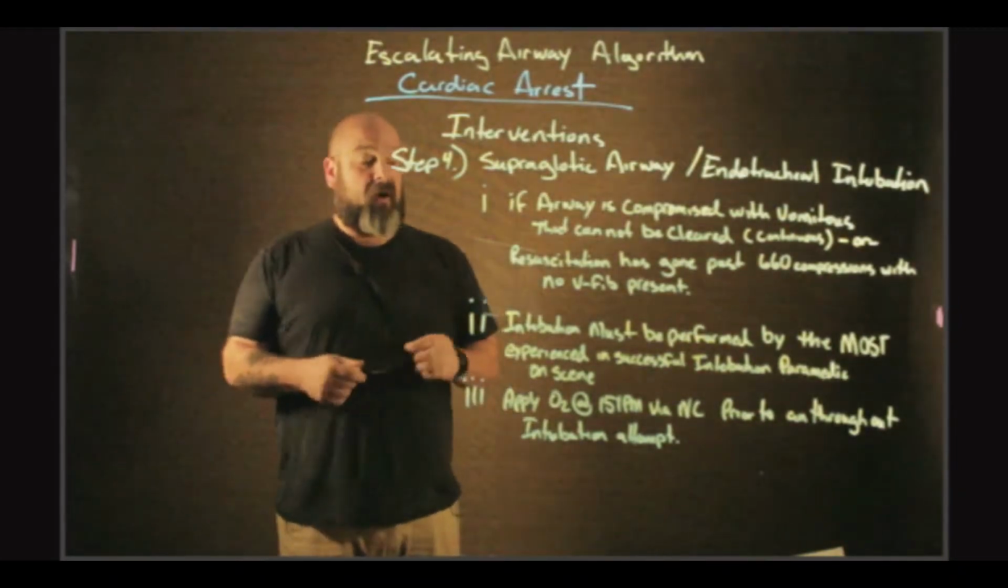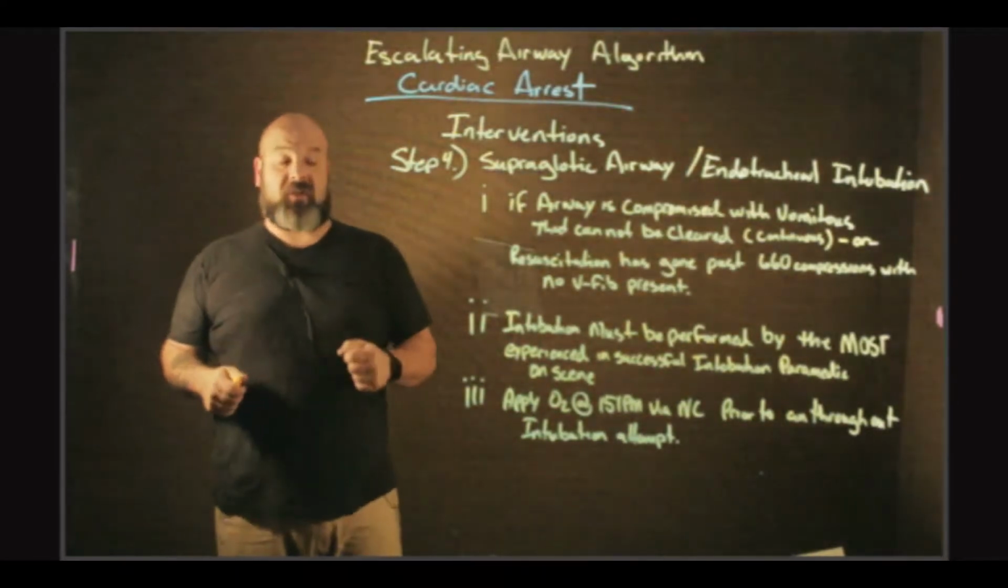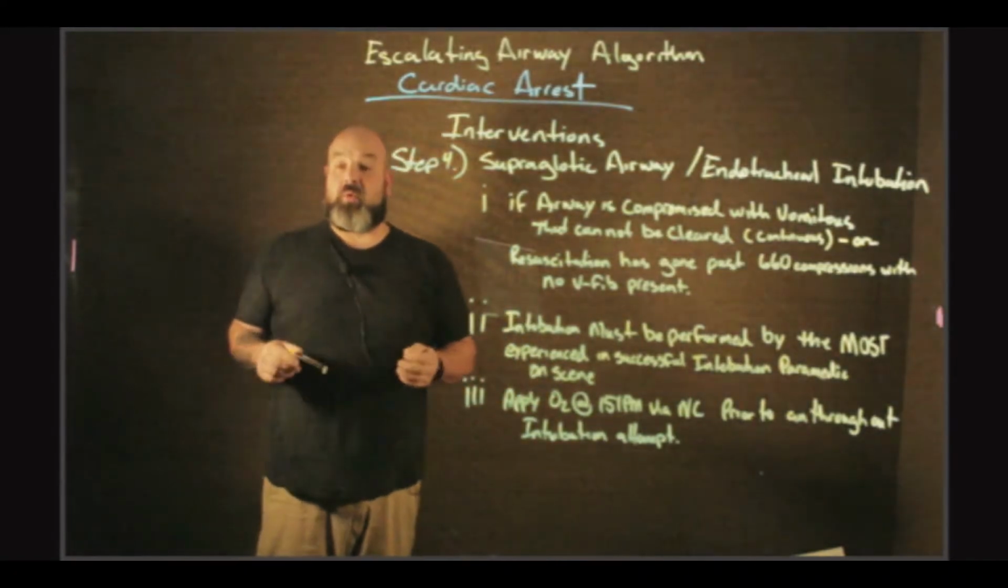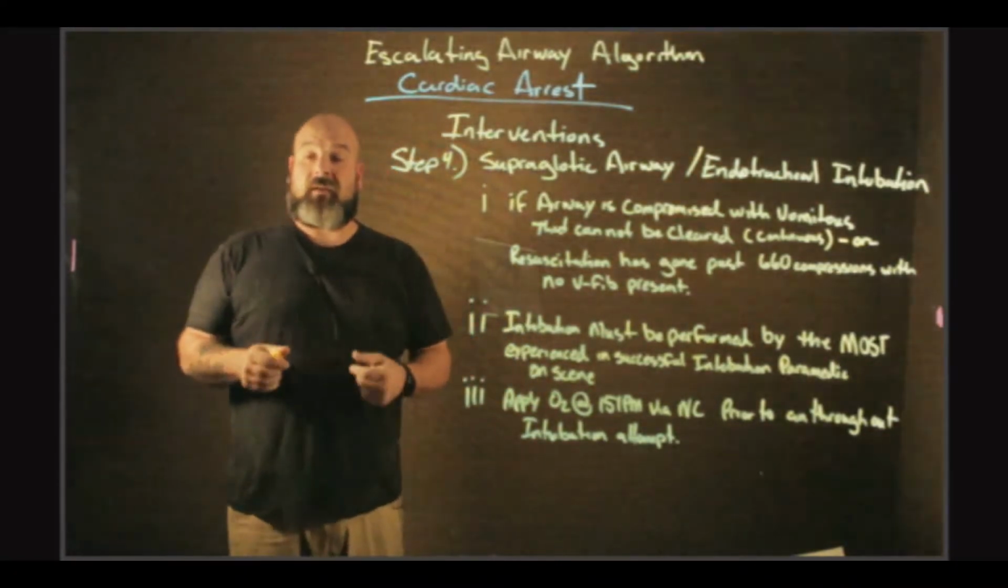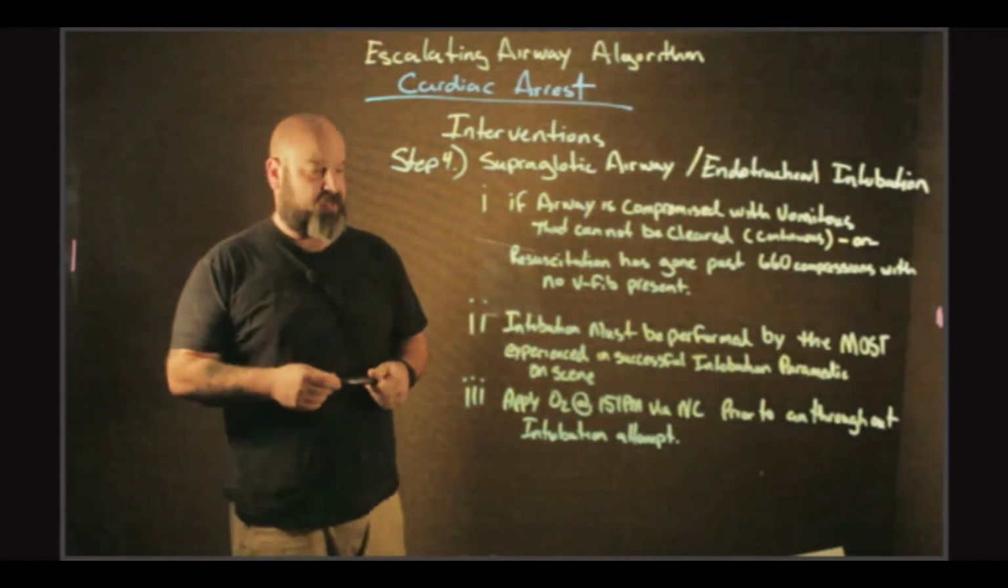You're going to apply O2 at 15 liters per nasal cannula prior to and throughout the intubation attempt. Again, this is to help prevent hypoxia through the intubation attempt through passive oxygenation.